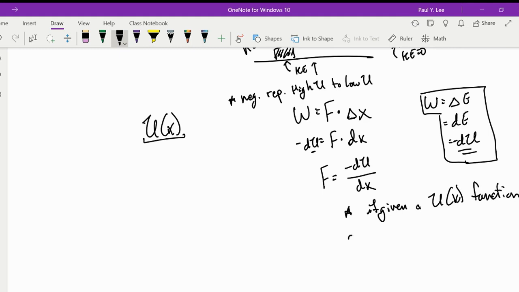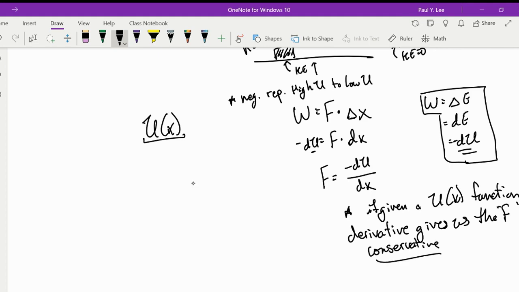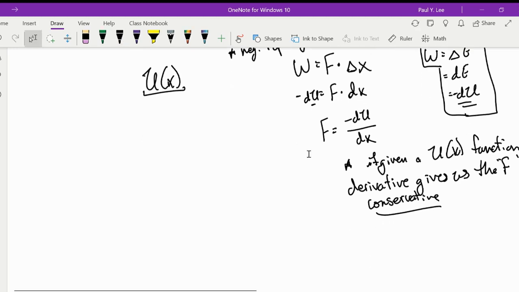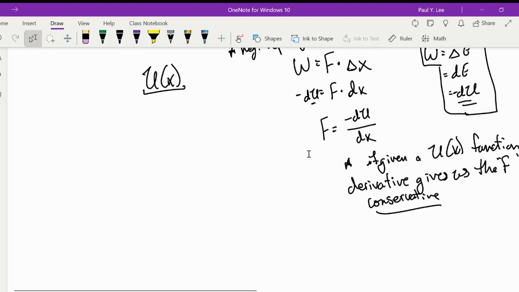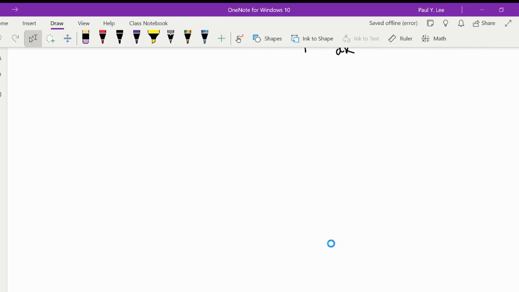the derivative gives us the force. Now, to be specific, the force here is the conservative force. Remember, all the conservative forces make the potential go from high to low, and that is just the nature of the universe there. We found how to take the derivative of a potential function with respect to position.